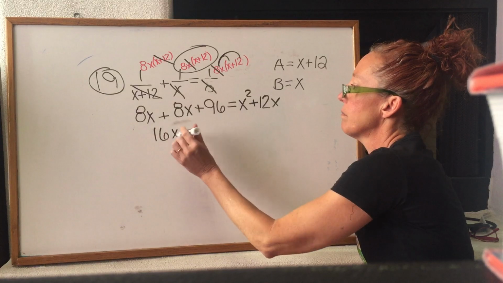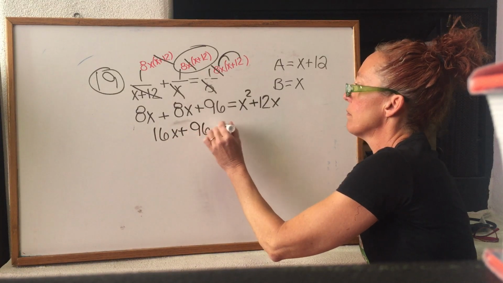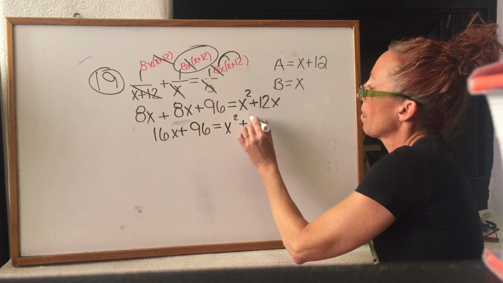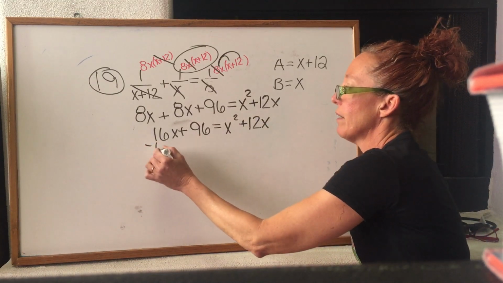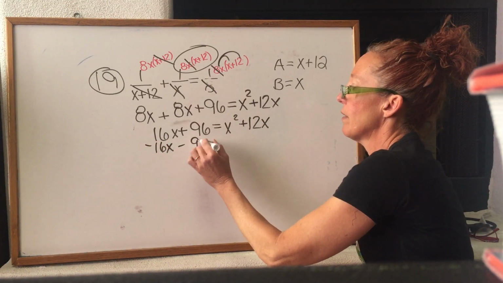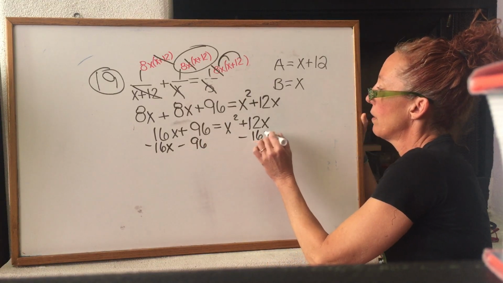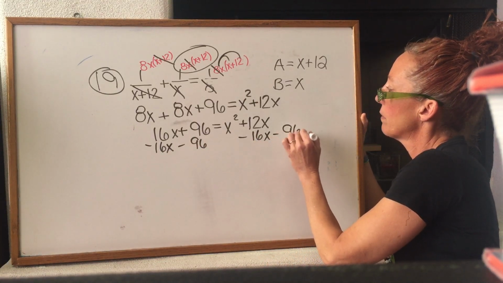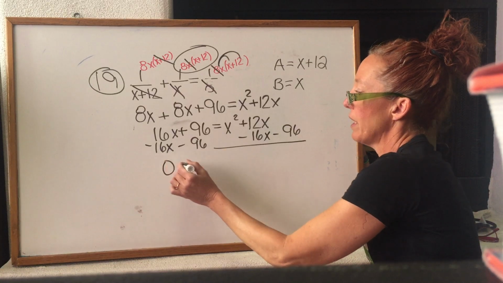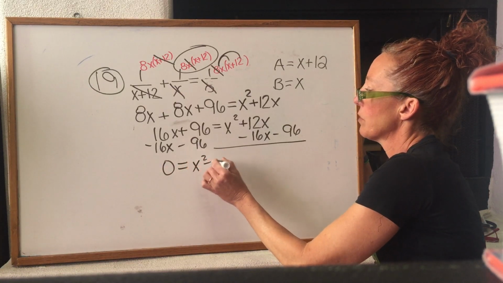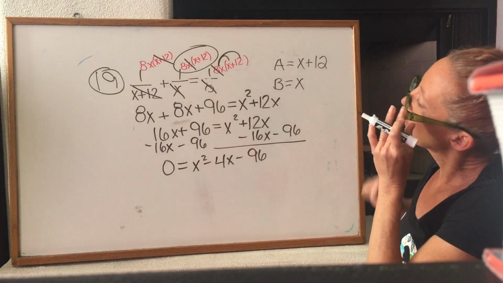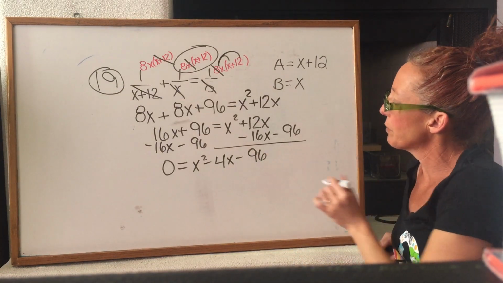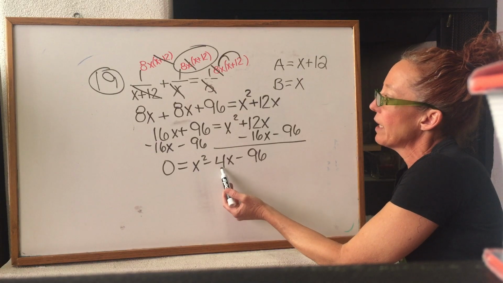Sorry about the square. Let's move this to the other side, make it negative. Move that to the other side. Line everything up. So this is now 0. So x squared minus 4x minus 96. All right, so I need two numbers that multiply to 96 and add up to 4.